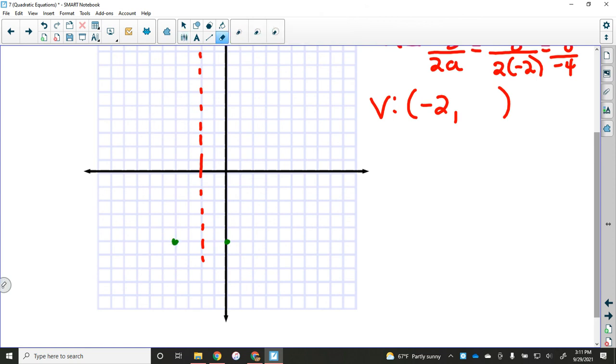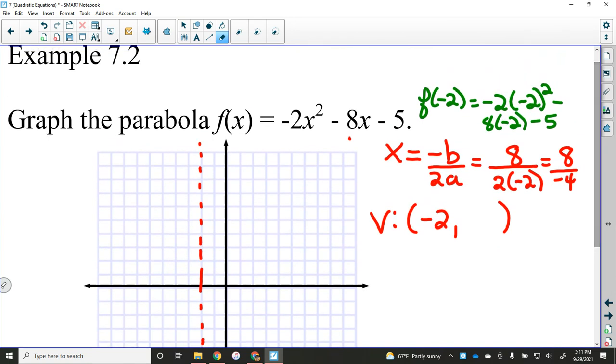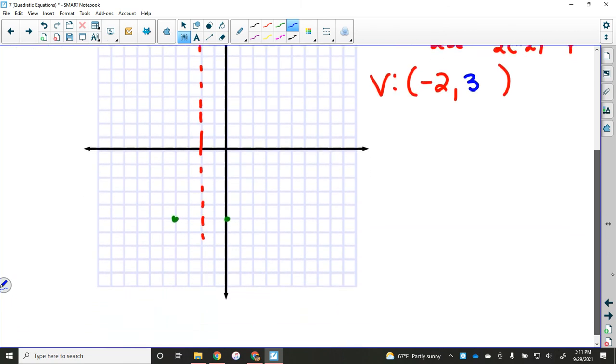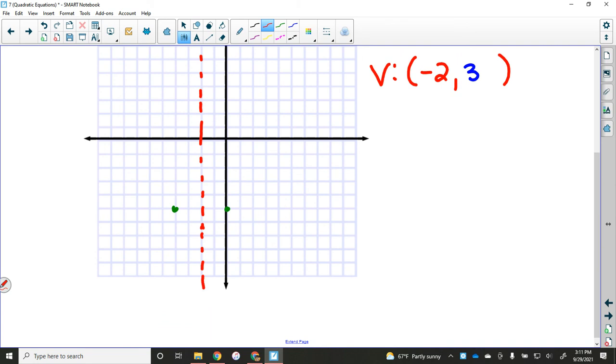All right, plug in the -2. So you get 4 times -2 is minus -16, so plus 16, minus 5. 8 minus 5. I'm getting 3. Okay, so your vertex is at -2, 3, I should say. It should be positive, +3.